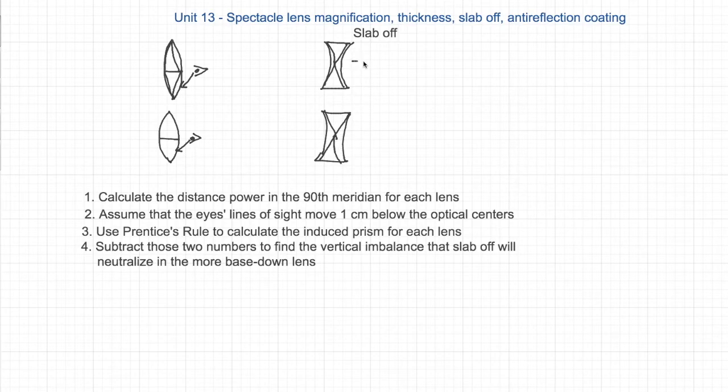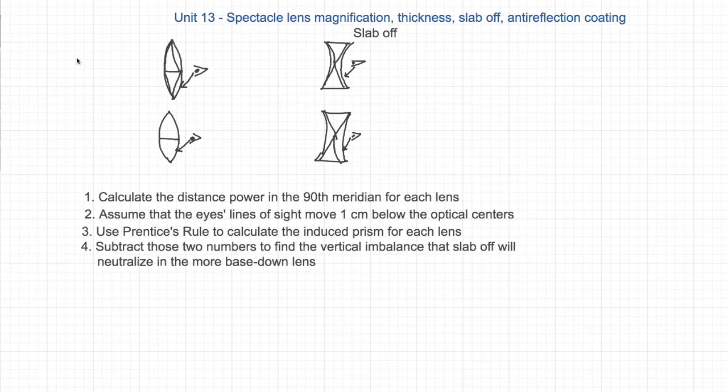And if one lens is much stronger than the other, you get more base down prism in one lens compared to the other. So the optician can actually shave off the stronger base down lens. That's called slab off. It's done generally for prescriptions where the difference is greater than or equal to 2 diopters in lens power.